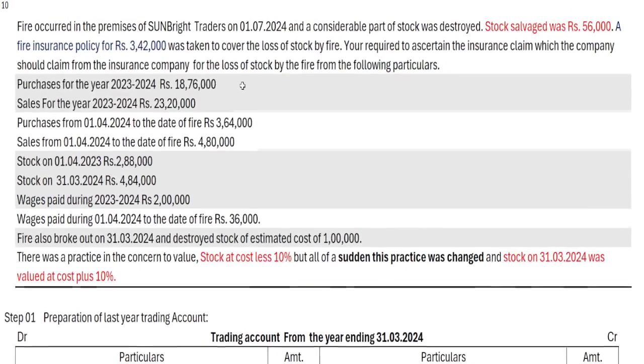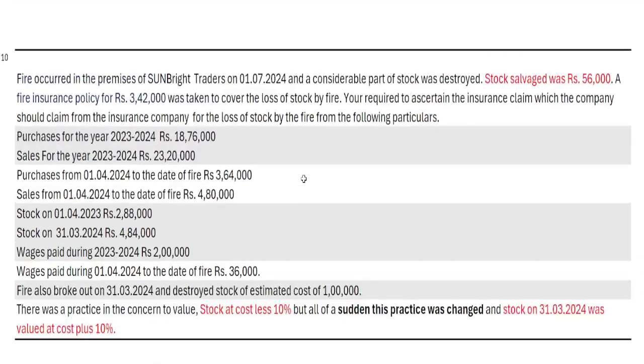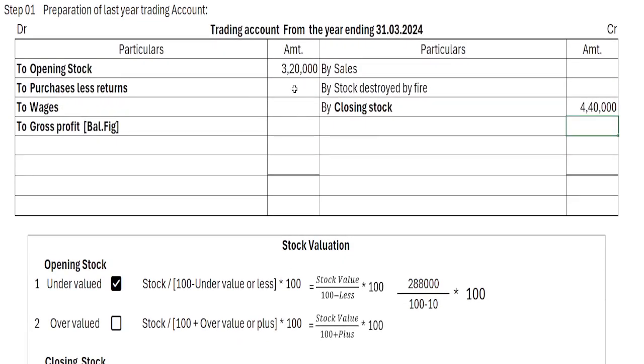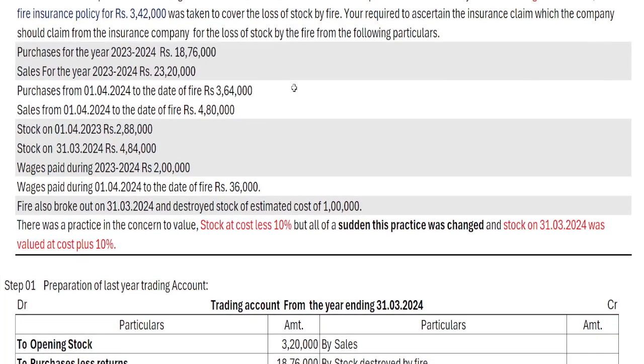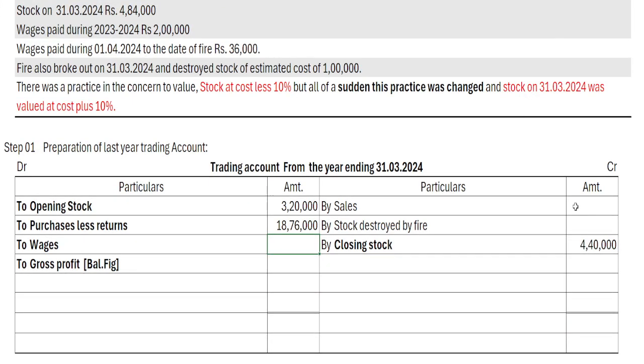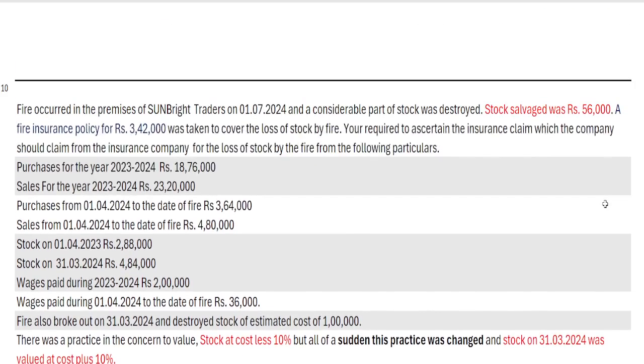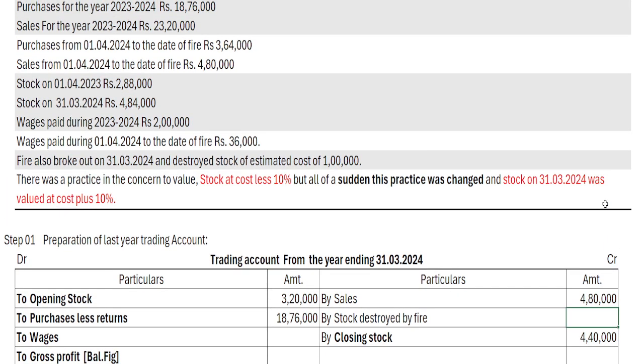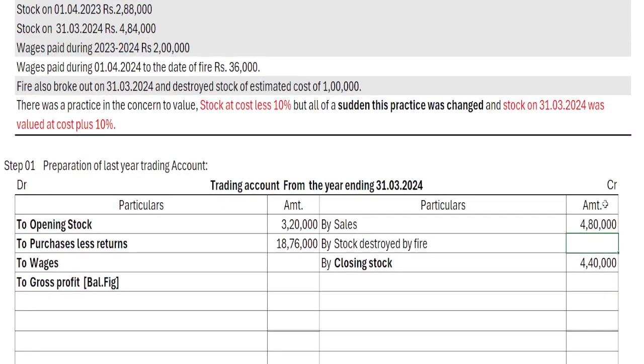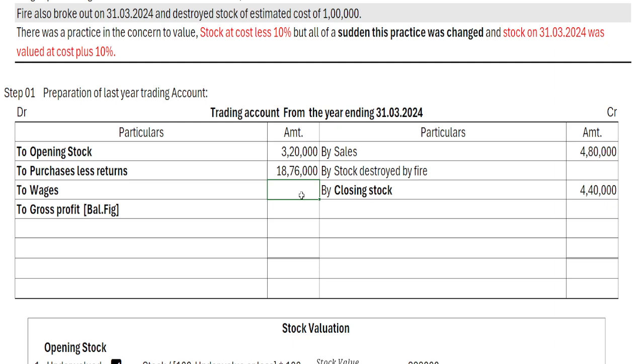Next information, purchases. Purchases is 18,76,000, and sales is 4,80,000. Then wages paid during 2023-24 is 2 lakhs.